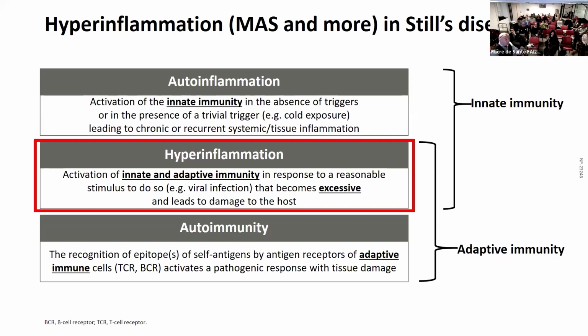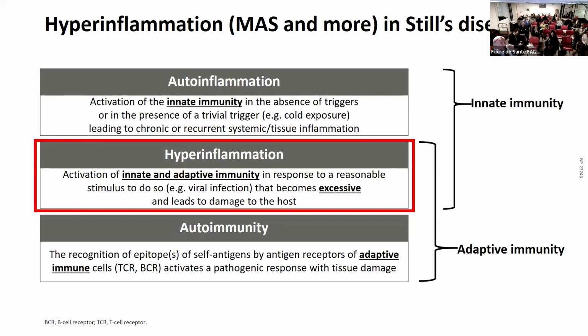And we had a fight during the recommendation meetings on the wording here. Hyperinflammation is something that we have become very well aware of, and it burst onto the scene during COVID. As you well know, it's an activation of innate and adaptive immunity in response to a reasonable stimulus to do so. That's different from autoinflammation. If you have CAPS, an NLRP3 mutation, and you get inflammation because of cold exposure, that's a trivial trigger. You should not get inflammation when you're exposed to cold, like today or yesterday.